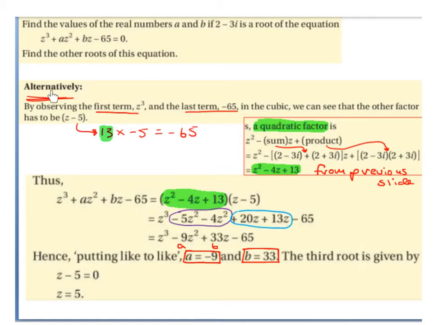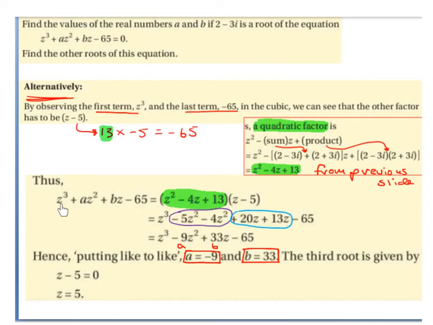Alternatively, by observing the first term z cubed and the last term minus 65 in the cubic, we can see that the other factor has to be z minus 5, because 13 times minus 5 is minus 65. And we know from the previous slide that z squared minus 4z plus 13 was one of the factors. So 13 times what gives us minus 65? Well, 13 times minus 5 gives us minus 65.